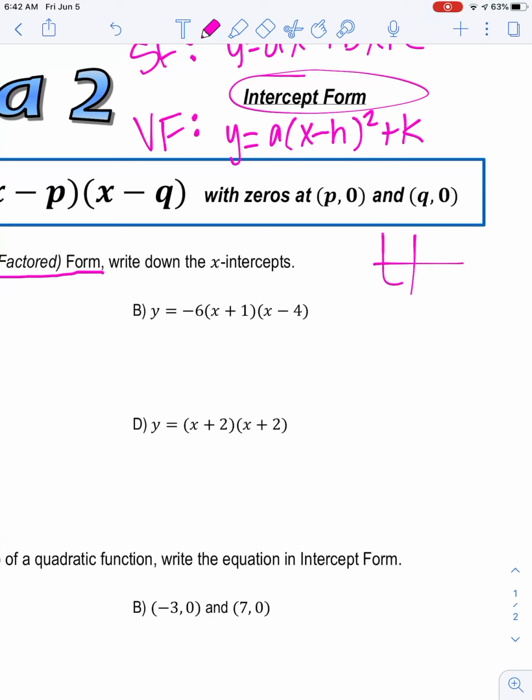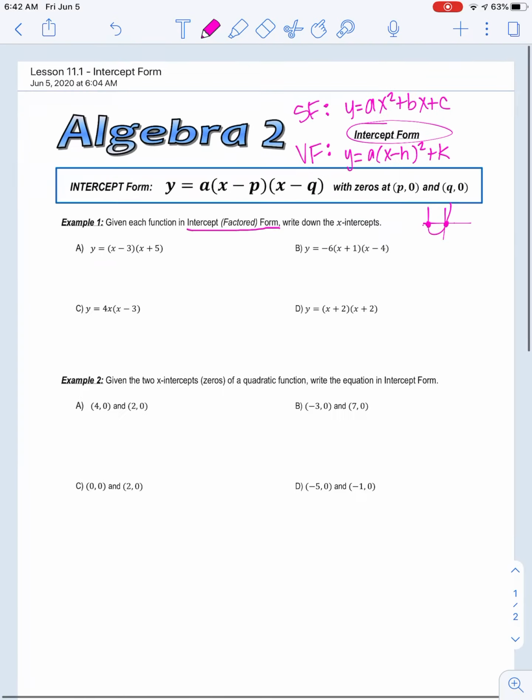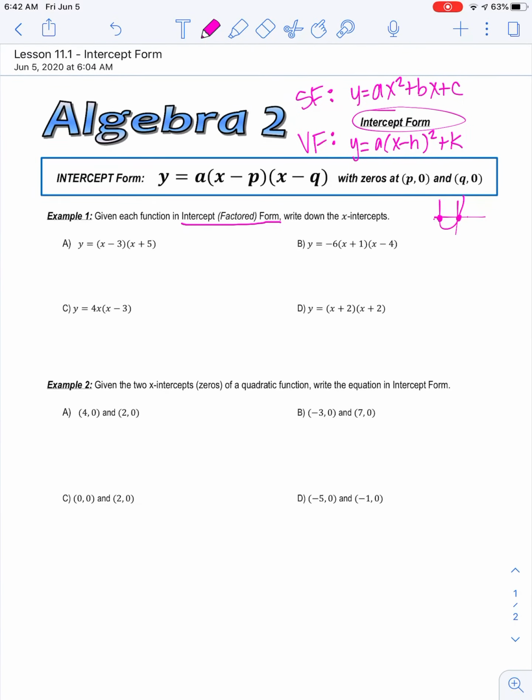Also, when we're talking about intercept form, it's not the y-intercept, it's the x-intercept. Any parabola may cross the x-axis twice, and those are called your x-intercepts or your zeros. In our equation, x minus p is one of those values, and x minus q is another. So in intercept form, you can pretty easily find those x-intercepts. That's what we're going to do in example 1: look at the function and write down the x-intercepts. In example 2, we're going to work backwards.